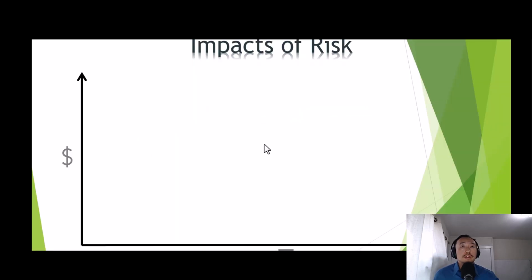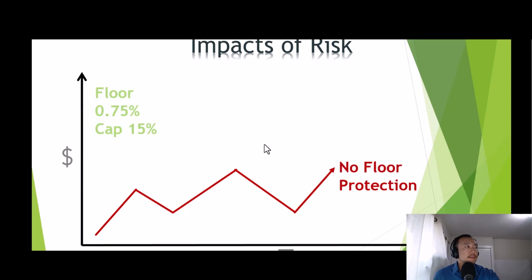So the red line represents your money without a floor and cap. It can go up or down at any time, kind of like a roller coaster. I like roller coasters, but not on my money. And now the green line represents your money with a floor and cap. So when it goes up, it goes up. When it goes down, your money is safe on the side. It goes flat. And when the market starts climbing back up, you climb up to a higher position.